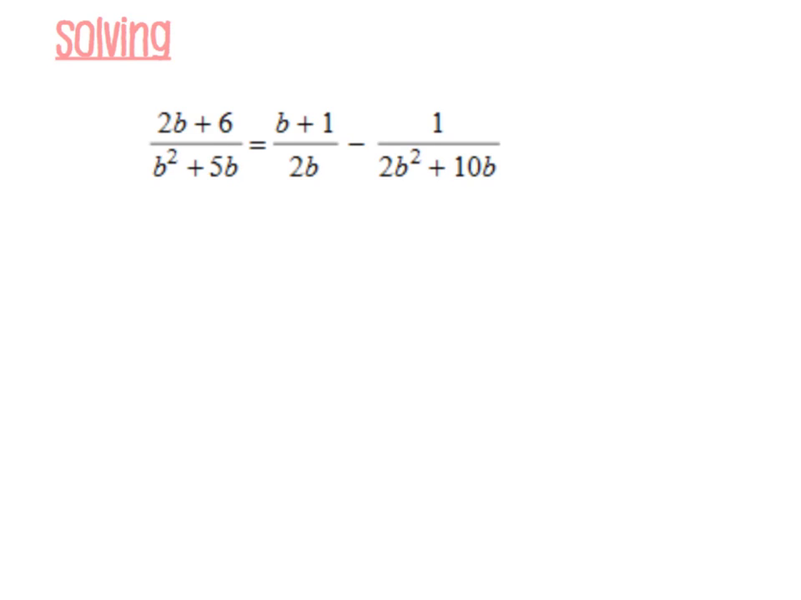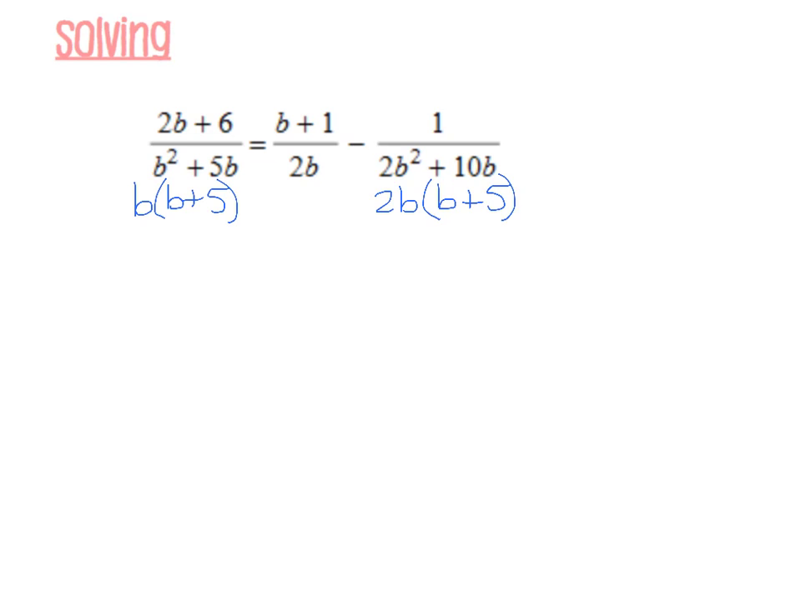Looking at factoring your denominators to start with. Pull out a b. This 2b is just going to stay put. This one I'm going to pull out the 2b, and then I'm going to have a b plus 5. Everything that is getting multiplied has to be part of your final denominator.